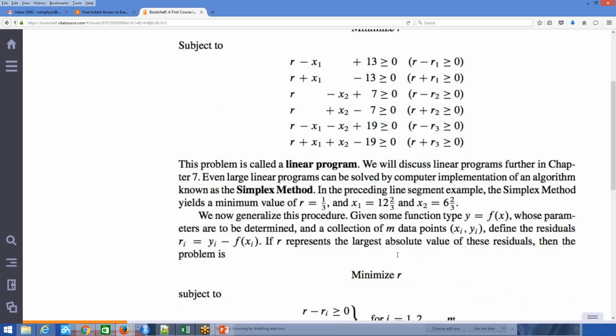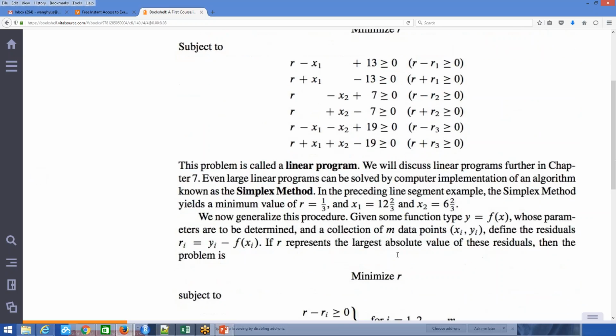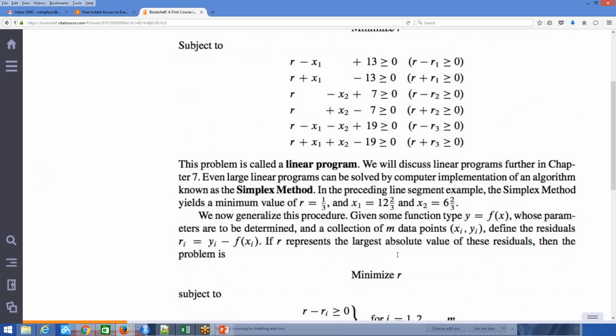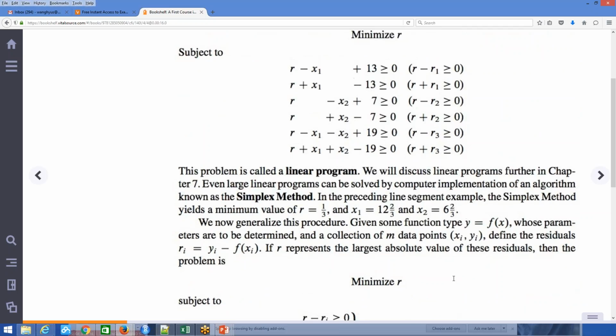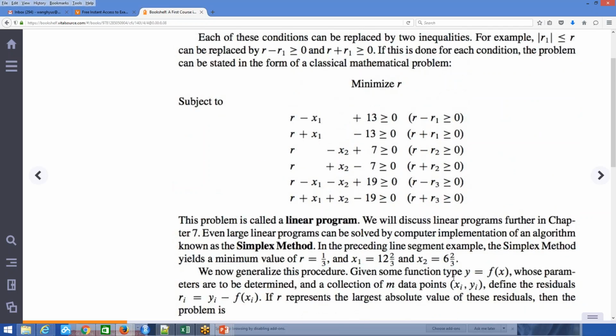We are going to discuss more on the linear program in chapter 6, even though apparently here it says that this particular function can be solved. If you're interested in how to solve this problem, you can jump to chapter 6, week 6 material. There is an example that I provided there that tells you how you can solve it.